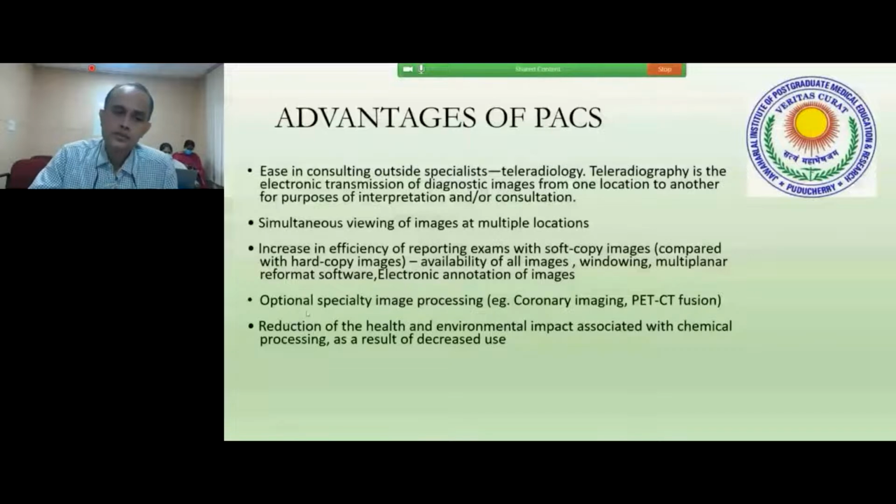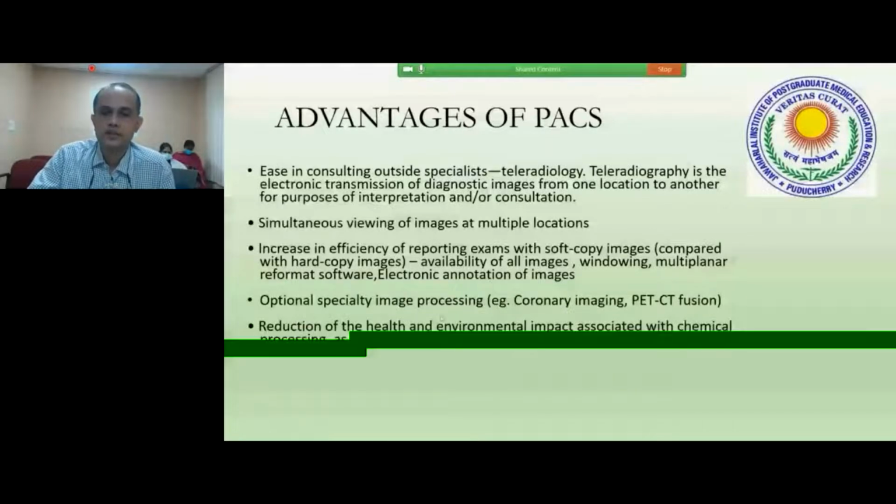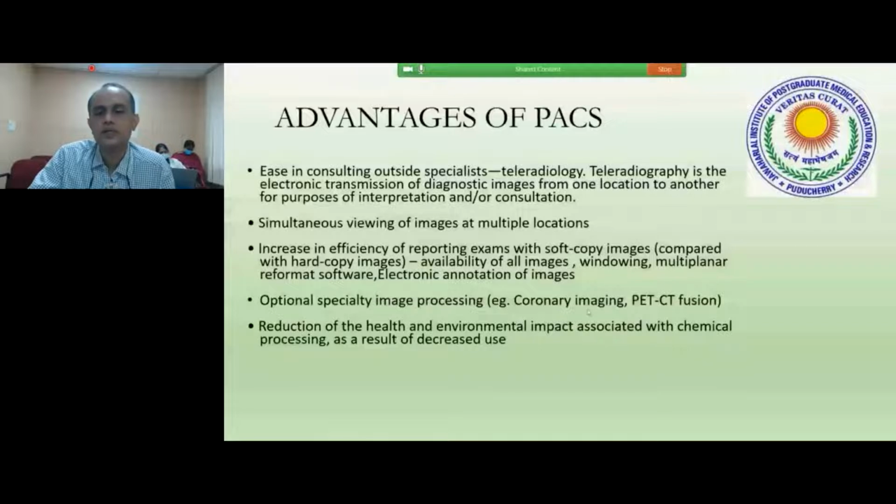Also, there is an option to include specialty image processing in the PACS. This may be added to the PACS as and when necessary. This is especially important when we start doing coronary CT, cardiac MRI, and PET CT because fusion is required in these cases. So, all these can be done as an added facility in the PACS.